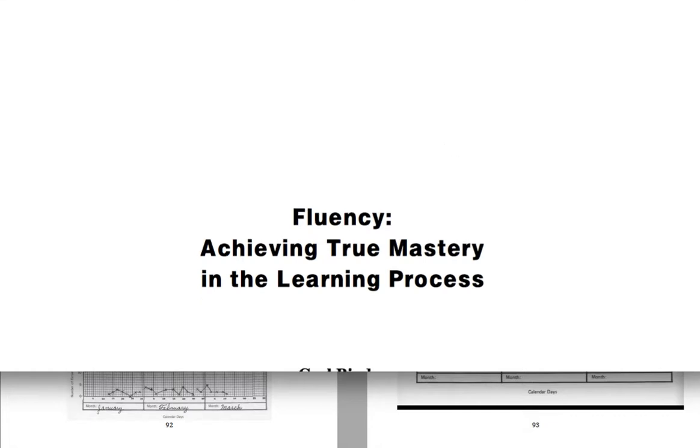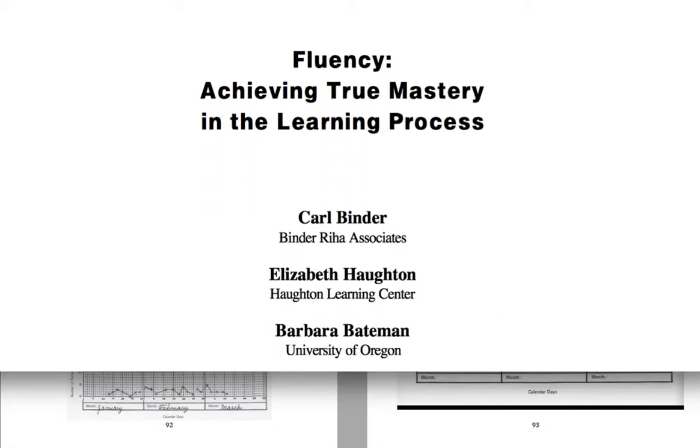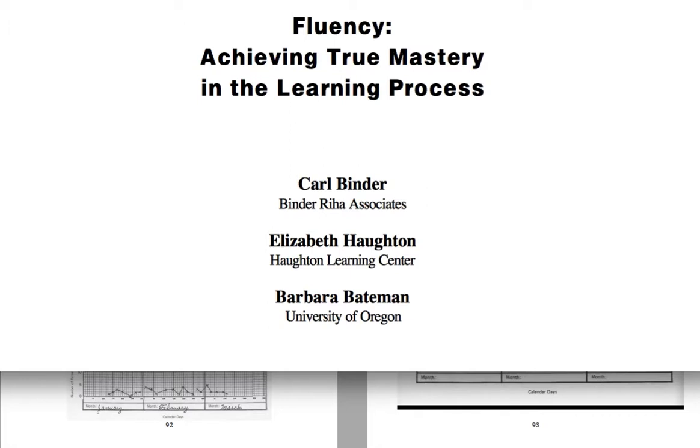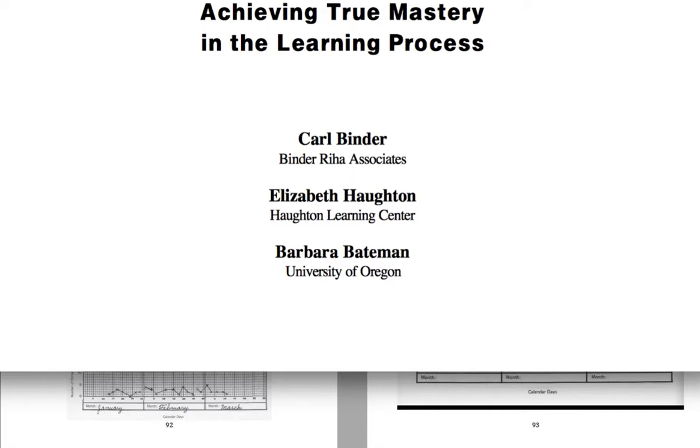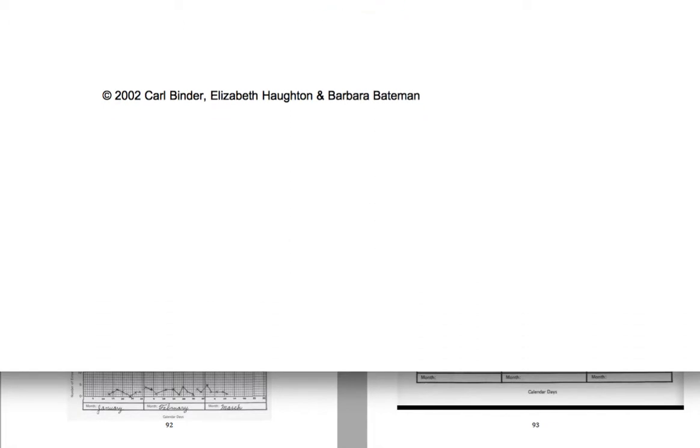This is Fluency: Achieving True Mastery in the Learning Process. And this is by three top experts in the field. And there are their names right there: Binder, Haughton, and then Barbara Bateman. And this is from 2002.